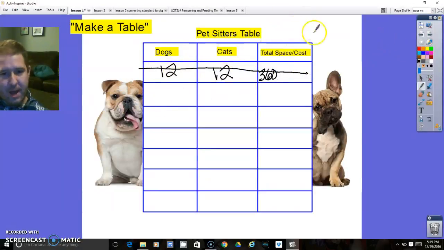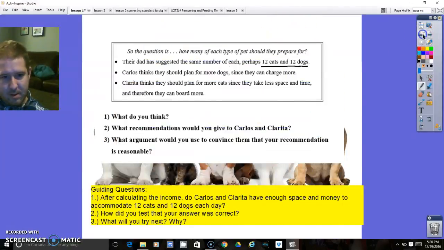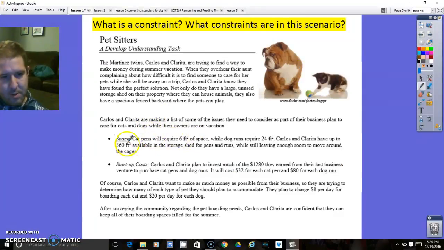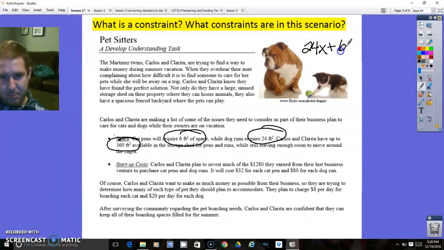So let's talk about the equation. How do I know that that's going to work? So I'm going to come up with two different equations, and I'll go back to the question right here. So you have 360 feet of space, 24 per dog, and 6 per cat. So if I make x dogs and y cats, that would be 24 per dog plus 6 per cat. Has to be less than or equal to 360 because they can use less than the space that they have. They just can't use more. They can also use all the space you have. So this represents space. Then I also need to come up with an equation for startup costs.